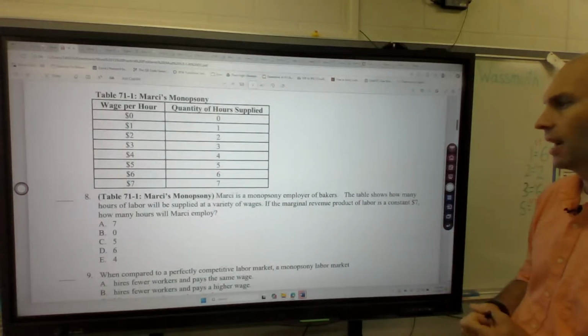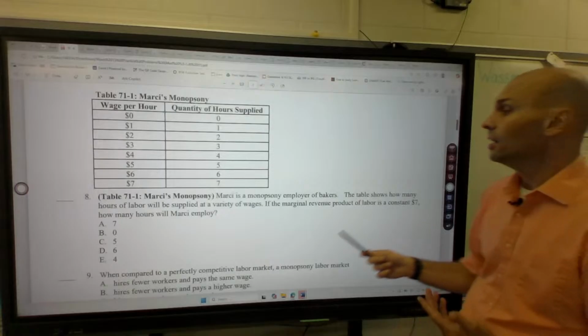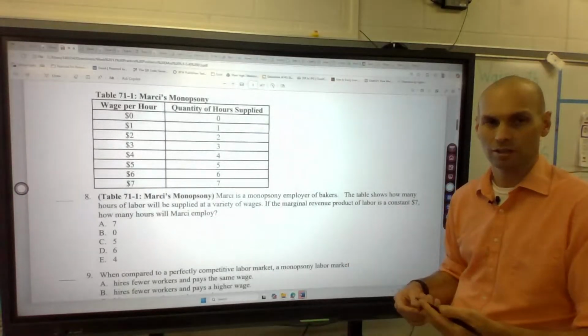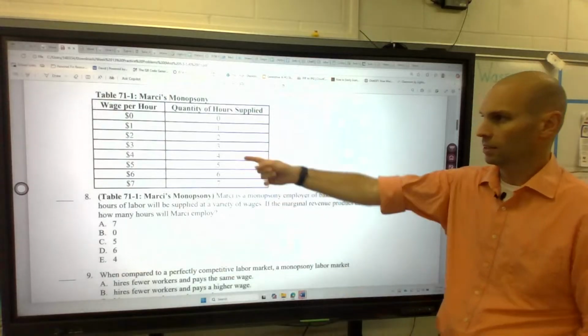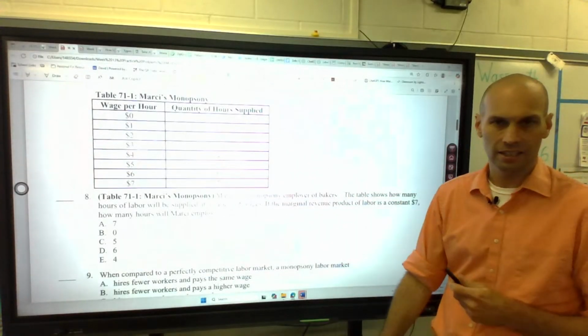Monopsony employer bakers. The table shows how many hours of labor supplied and provided wages. Marginal revenue product of labor is constant, 7. Okay, so my marginal revenue product of labor is 7. I will hire until the marginal factor cost of labor equals 7. It's right here, around $4 and 4 hours. So 4, E it is.